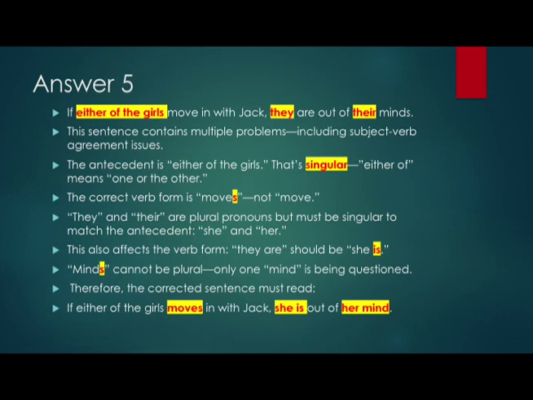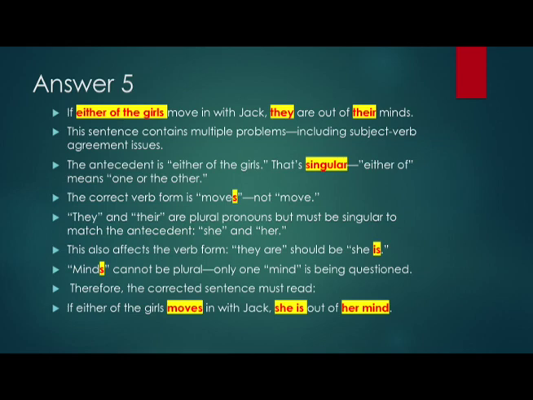This contains multiple problems, including subject-verb agreement issues, which hopefully you noticed since you've already completed the module on subject-verb agreement. The antecedent here is "either of the girls." That's singular. "Either of" means either one or the other, so one person, not two. Also, the correct verb form here should be "moves." "If either of the girls moves in with Jack." If the subject is singular, the verb form needs to be singular.